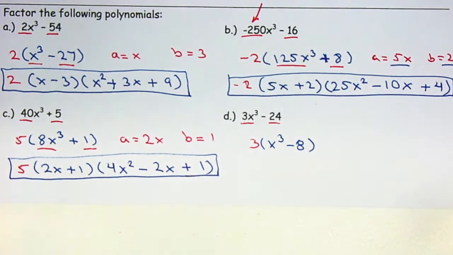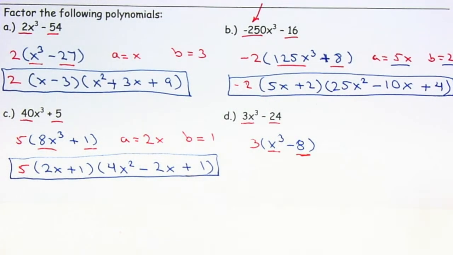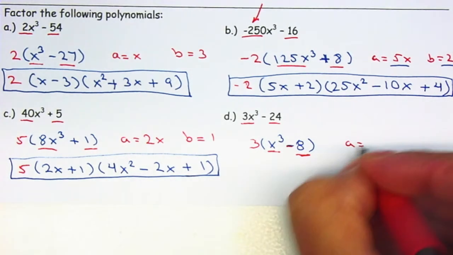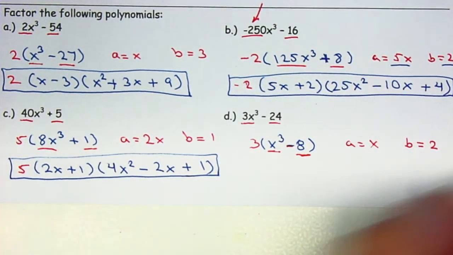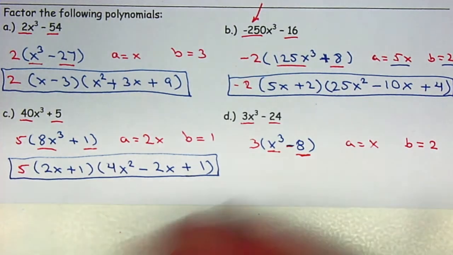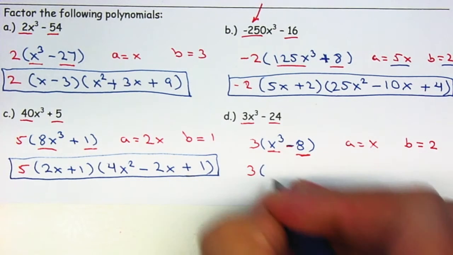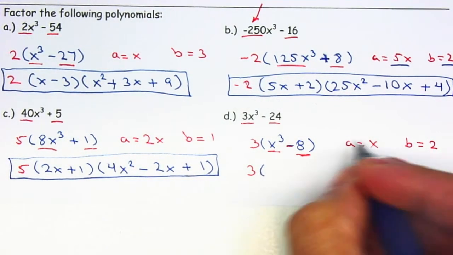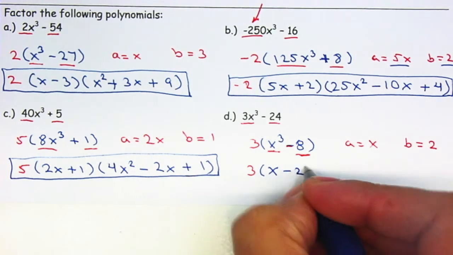Now I can factor this out. This is a cube and this is a cube, so I can use the difference of two cubes because there's a minus in between. A will be x. b will be 2. Don't forget to bring down your 3. The difference, a minus b, will be x minus 2.